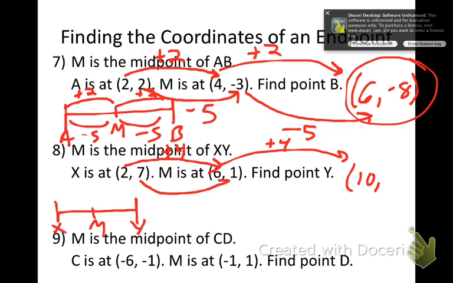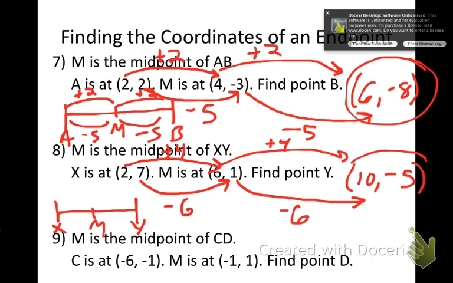Now I look at my y values. How do I go from 7 to 1? Troy? So, to get my next coordinate, what am I going to have to do? Subtract 6. 1 minus 6 is? And I have my other endpoint. Okay? Again, using those values, because you know the midpoint has to be in the middle, equidistant from both sides, I can find that. Try number 9 here on your own, using that same concept.